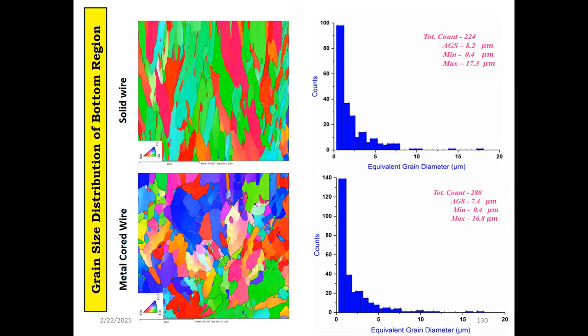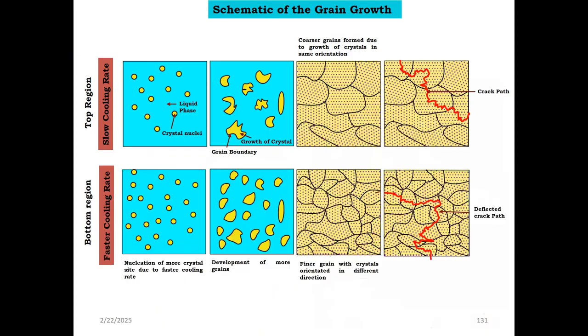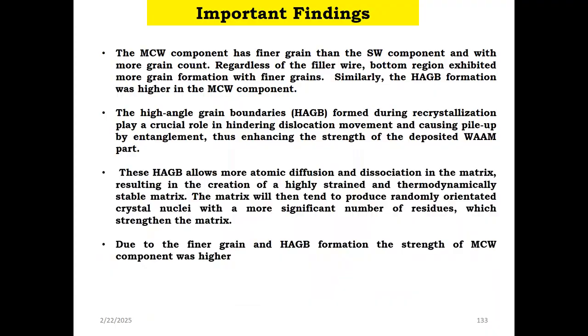Here, even for the EBSD study, for confirming the grain size distribution of the bottom region and the top region, how grain growth occurred. The student has explained it by a schematic representation. These are the important findings after the studies.